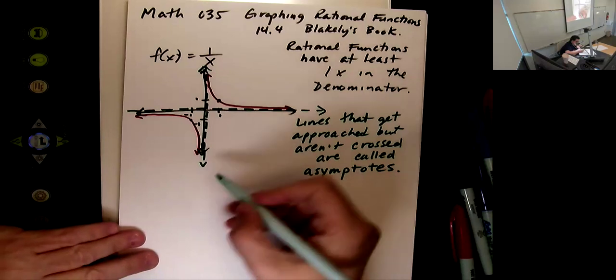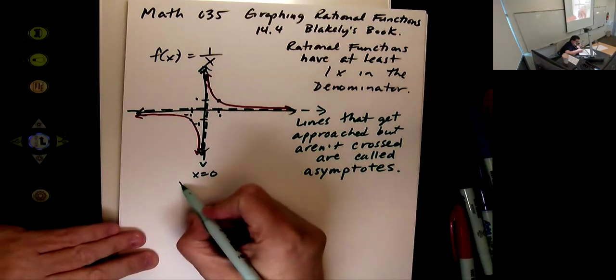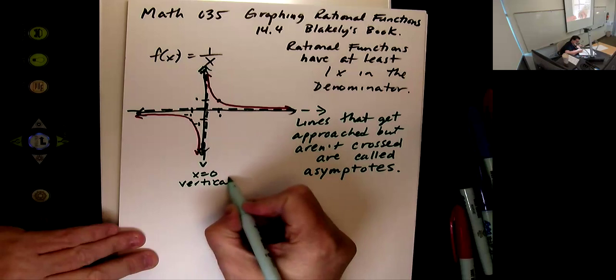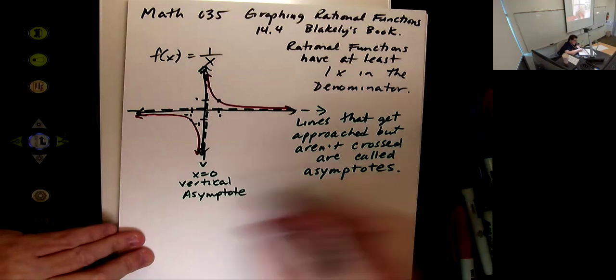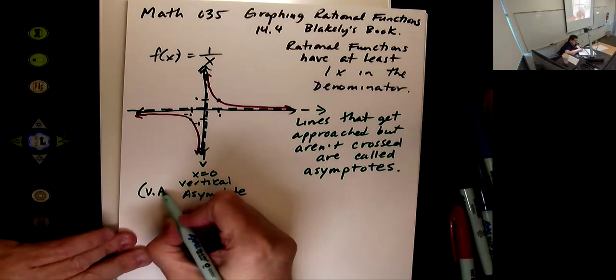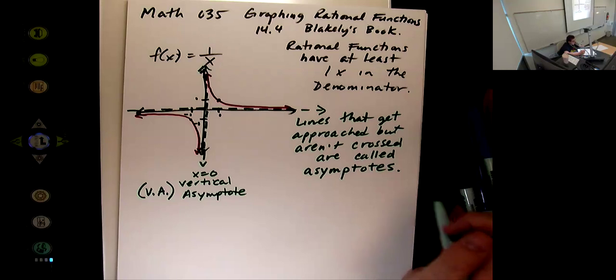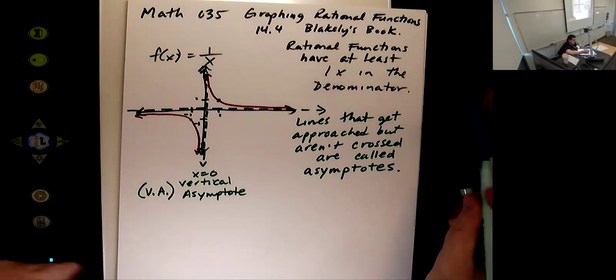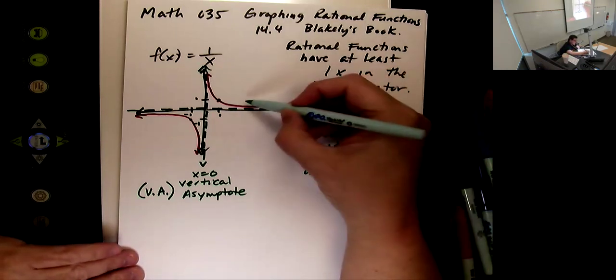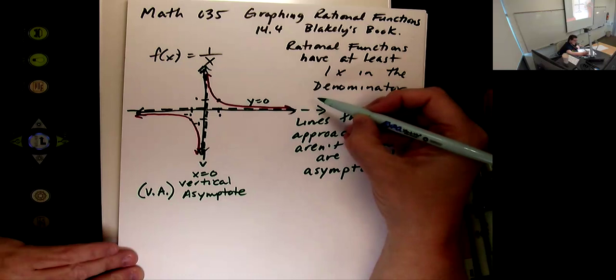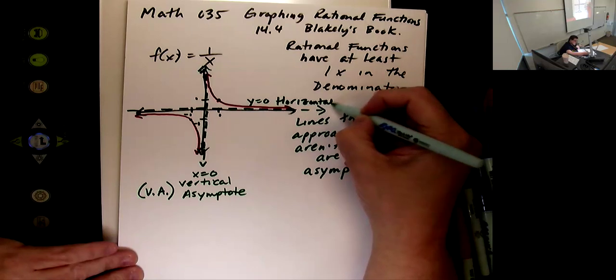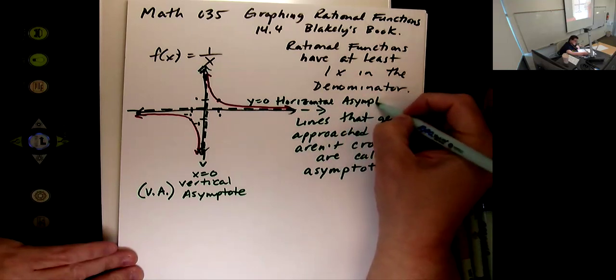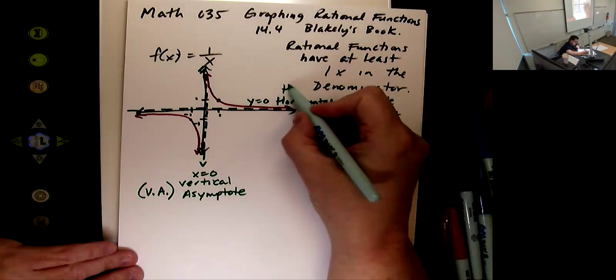So here, x equals 0 is a vertical asymptote. Which I'm gonna start abbreviating V.A. because you're gonna get tired of writing vertical asymptote real quickly. And the y equals 0 line, or the x-axis, is a horizontal asymptote. And I'm gonna call that HA.